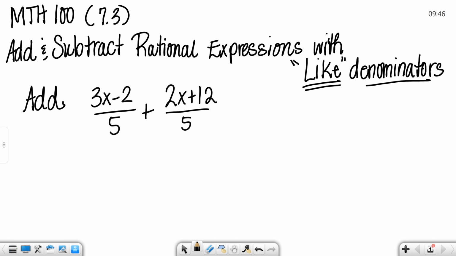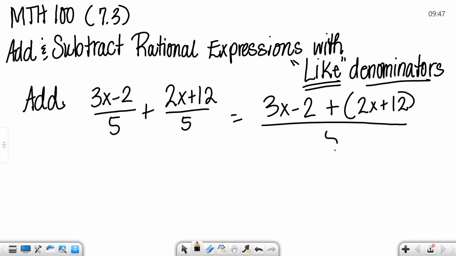Now, notice that our denominators are the same. If the denominators are the same, you can just go ahead and add the numerators. So 3x minus 2 plus 2x plus 12. Now, I put that in parentheses because I know we're going to be subtracting in a moment, and it will matter. Okay, so we put it over the one denominator, right?